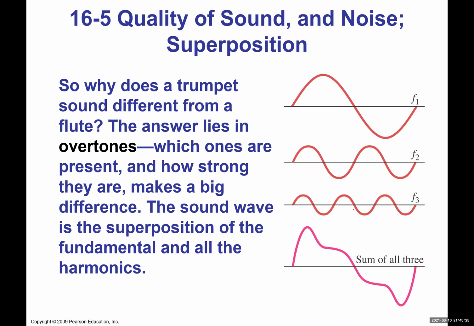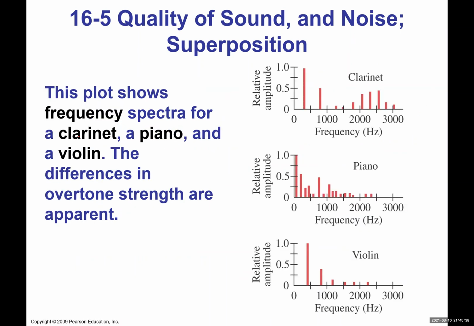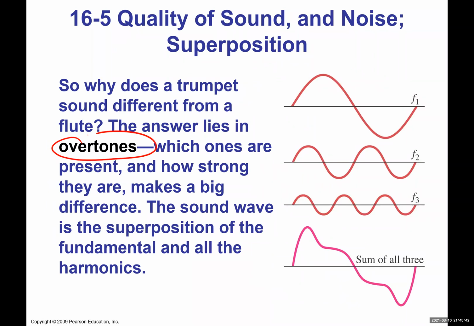All right, here's what we have about quality of sound, noise, and superposition. For example, it says, why does a trumpet sound different from a flute? Well, remember those overtones? When you play a note on some kind of musical instrument, it doesn't just give you one frequency. It gives you the fundamental and all the harmonics, all of them together at the same time. The superposition, which is all those harmonics combined together, is why one musical instrument sounds completely different from another, even when they're playing exactly the same note. Again, because once you start playing one note, all the harmonics are played simultaneously.